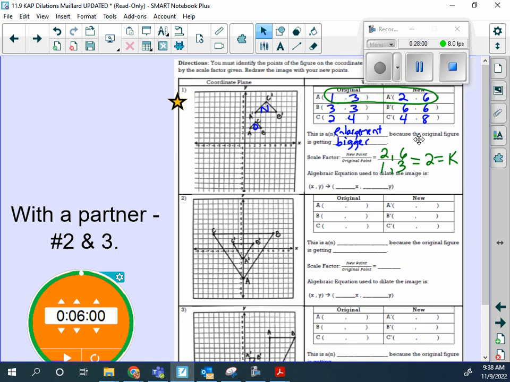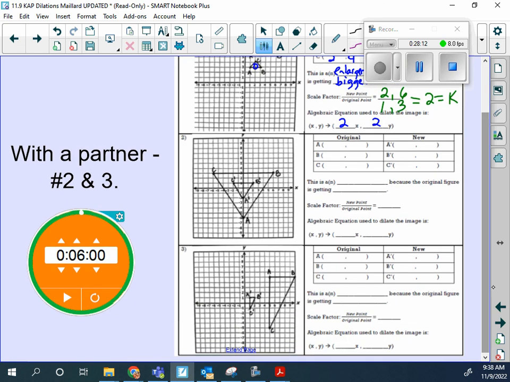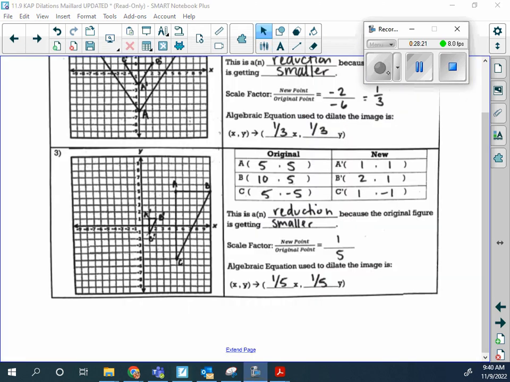Okay? All right. And then finally, the algebraic equation used to dilate the image would be (x, y) goes to what? (2x, 2y). Because remember, that's what scale factor is. All right? Okay. I really wanted you to do both of these, but let's just pick one. How about just do number 3? Okay? Take a look.